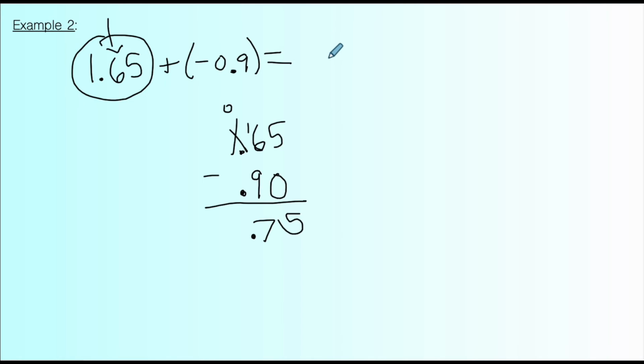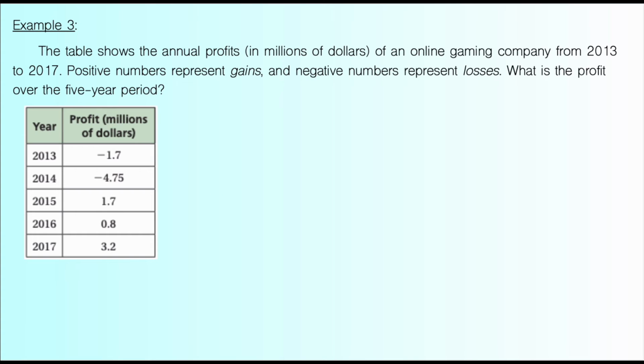0.75, that'd be 75 hundredths. And again, it's positive because 1.65 is bigger and it's positive, so my final answer is positive. Last one I have for you is a word problem, because what would this be without a word problem?